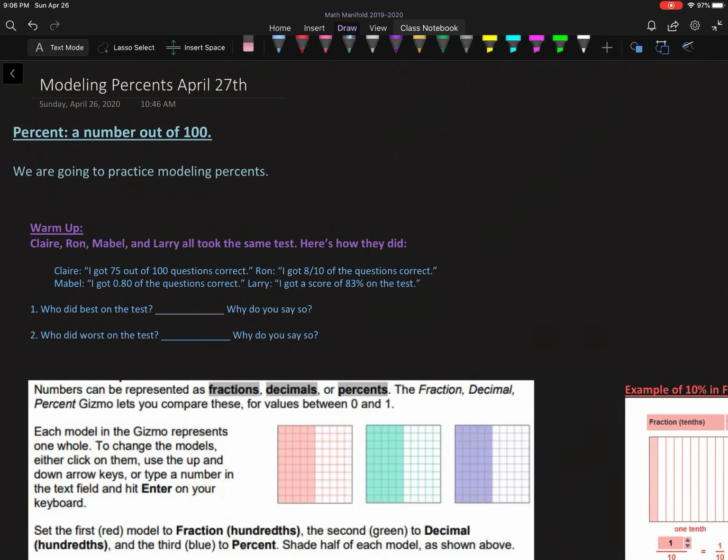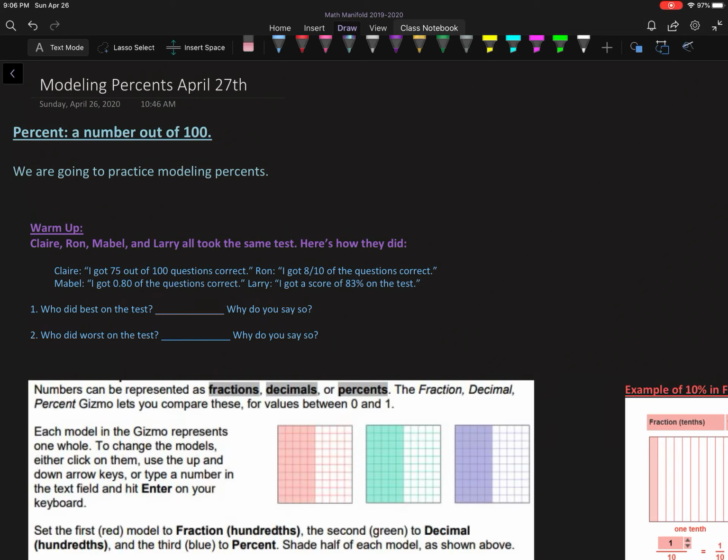This week we're going to be talking about how to model percents. You guys are already pretty familiar with fractions and decimals, which is also a way to represent or model a percent. We're going to look at them in picture form and graphs using number lines. There's several different ways that we're going to model a percent. So today we're just going to ease into things.